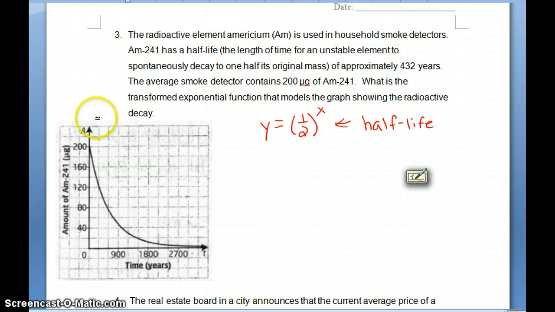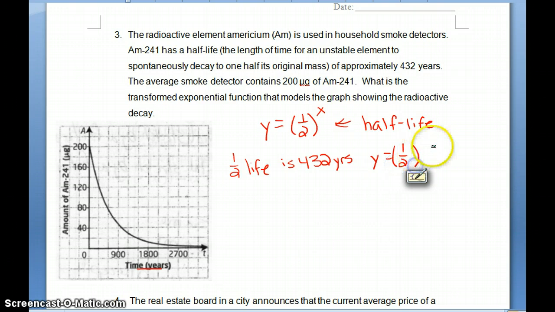Alright, so we have this half-life exponential function. What we're also given here is that our half-life is 432 years. What this is going to do is impact your time. So you're going to have y equals 1/2 to the exponent of x, divided by 432 years. So you divide that x value by the half-life, which is 432 years.